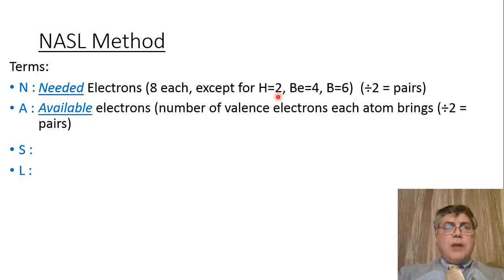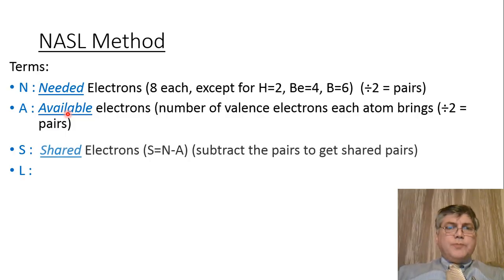A stands for available electrons. Each atom brings its valence electrons to the molecule. So we're going to add up the valence electrons that are provided by each atom, and that's how we calculate the number of available electrons. When we subtract needed and available, we end up with the number of shared electrons. So the shared electrons is equal to needed minus available, and that's how many electrons are actually going to participate in bonding.